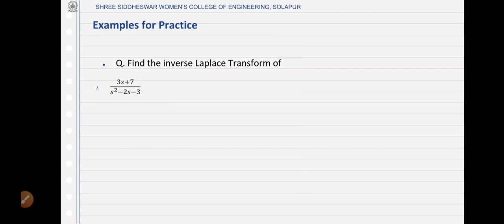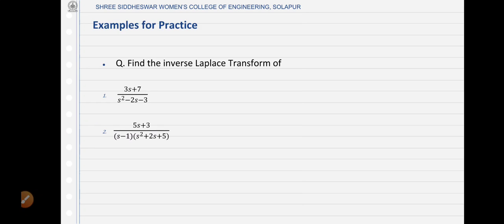The question is same. Now see here, numerator's degree is 1 and denominator's degree is 2. So you can apply the method of partial fraction. But before that, you have to find the factors of the denominator. S square minus 2s minus 3, the factors are (s minus 3) into (s plus 1). You may verify these factors. So (s minus 3) into (s plus 1) means these two are the linear factors. Both are linear factors. So you have to refer example number 1 to solve this example number 1.